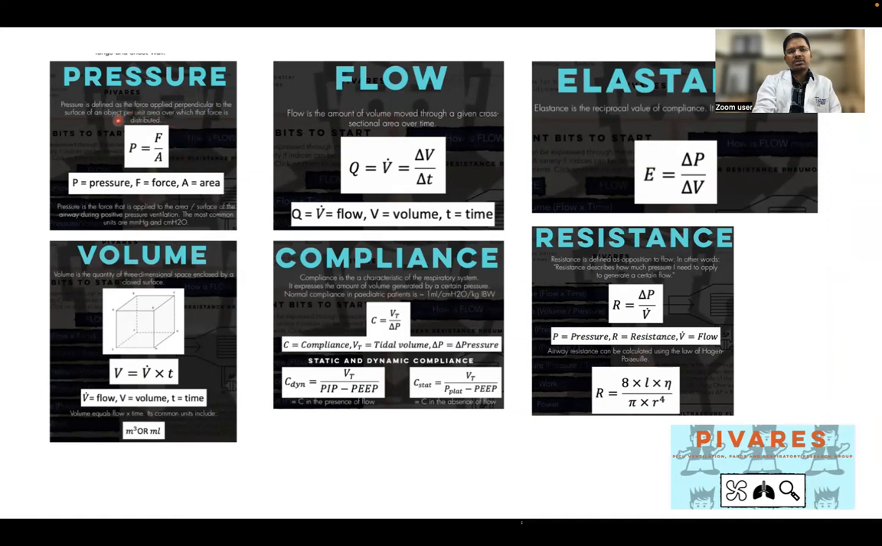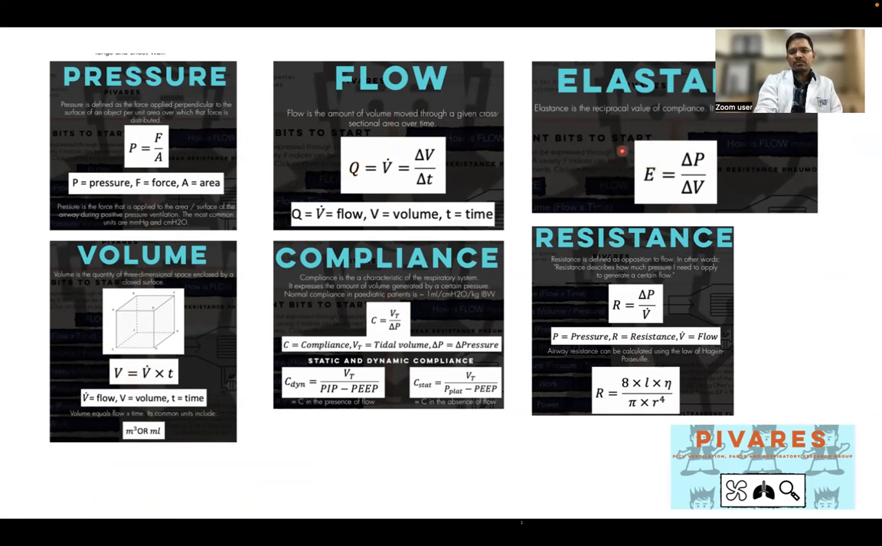What is pressure? Pressure is nothing but force per unit area. What is flow? Flow is change of volume over change of time. Whereas volume is flow times time. So basically, volume depends on the flow. If you increase the flow, volume will increase. We'll understand how they are interrelated in the next slides.